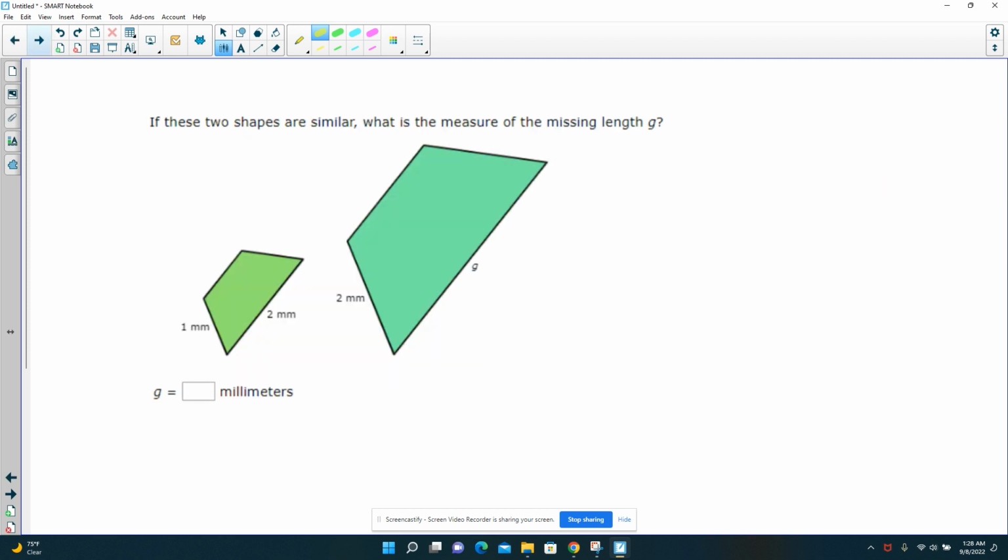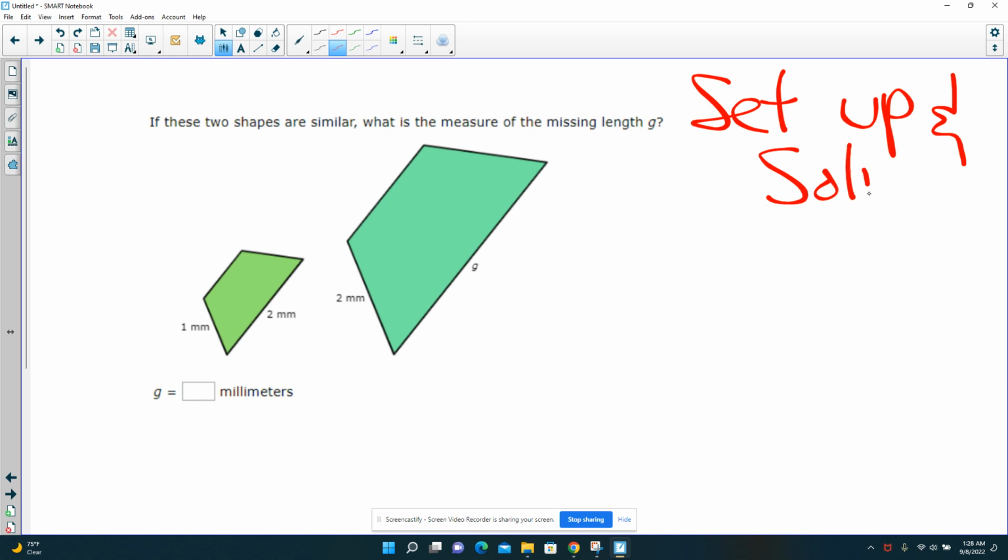Moving on to the next one, we're going to go ahead and read the question. If these two shapes are similar, what is the measure of the missing length? Don't forget, we are still setting up and solving. Okay, set up and solve. This is my proportion, and now I get my highlighter.